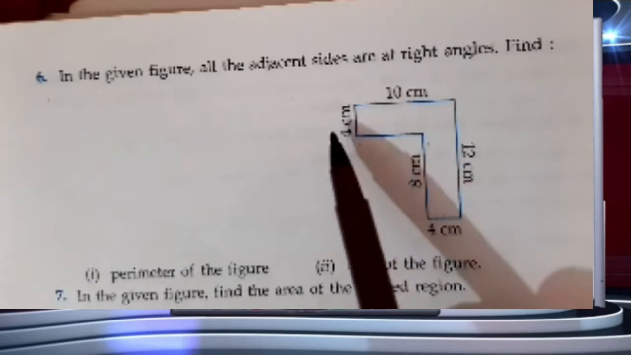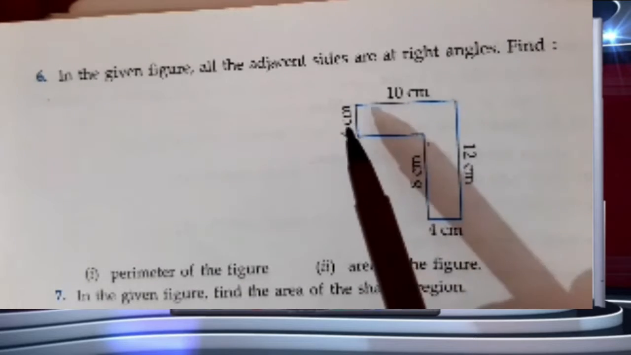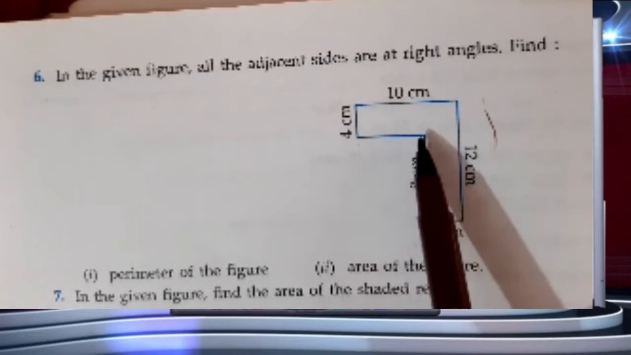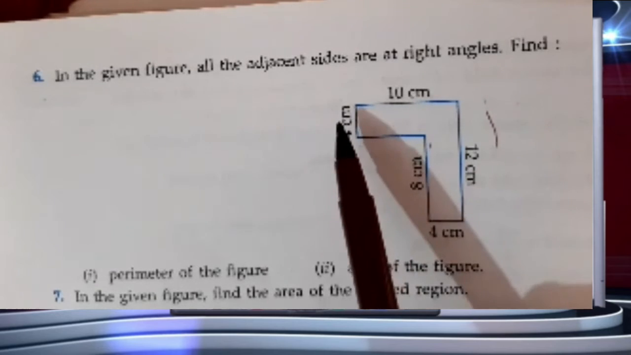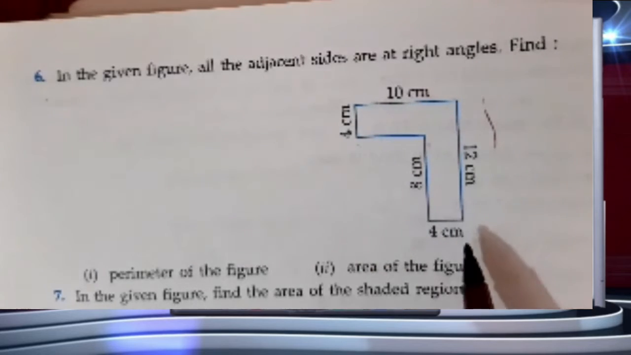Perimeter means sum of outer boundary, that is sum of all the sides. So here you can see all the sides are given. You have to just add up all the sides. But this side is not given. This is 4. 4 plus 10 plus 12 plus 4 plus 8, and then this side is not given. So first of all you have to find out this side.